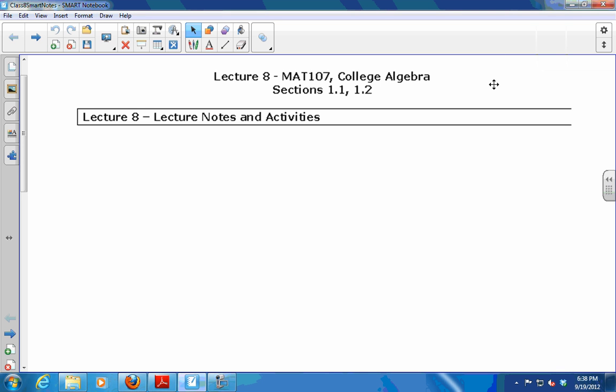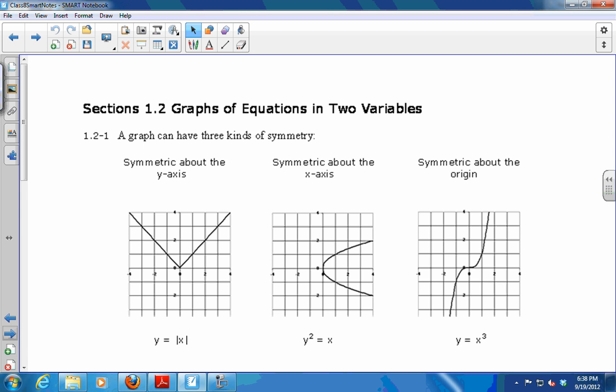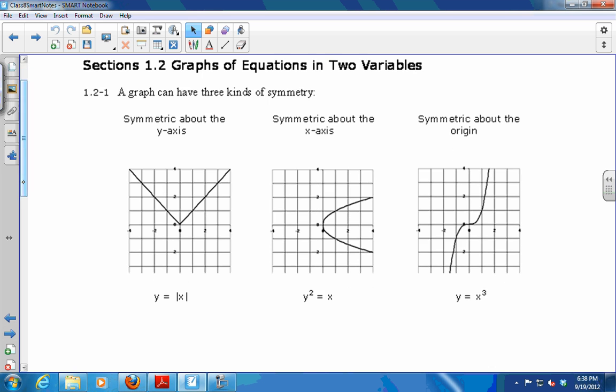We're going to continue talking about graphs in this lecture, specifically about different kinds of symmetry. So a graph can have three kinds of symmetry. Symmetry about the y-axis, where if you took the graph and folded it along the y-axis, the two pieces of the graph would match, lie on top of each other. So the y-axis is like a mirror.